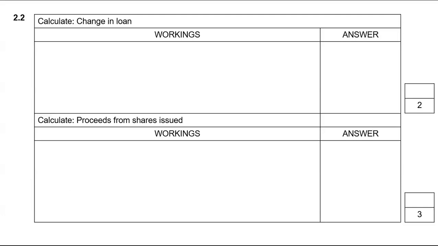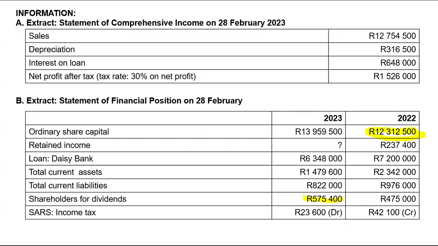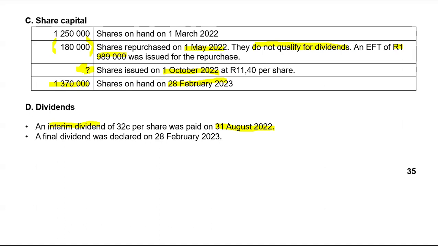Basically, this is what they want us to calculate: change in loan. I'm just going to look at the loan and look at additional information and check what I've got. I see that I've got interest on loan from the statement of comprehensive income, which is 648,000, which is good. I've got a loan at the beginning of the year from Daisy Bank of 7,200,000. At the end of the year, it is 6,348,000. From there, am I given anything really? I don't think so. Basically, I'm given absolutely nothing.